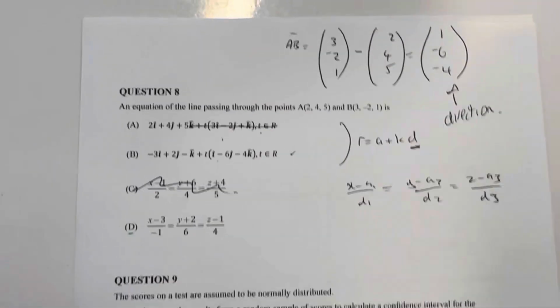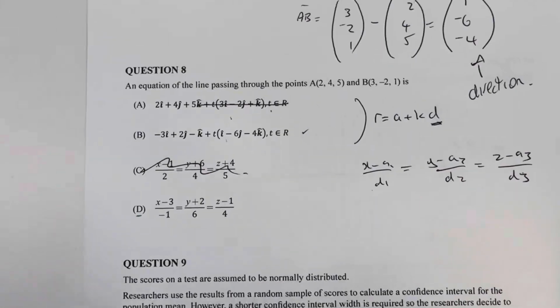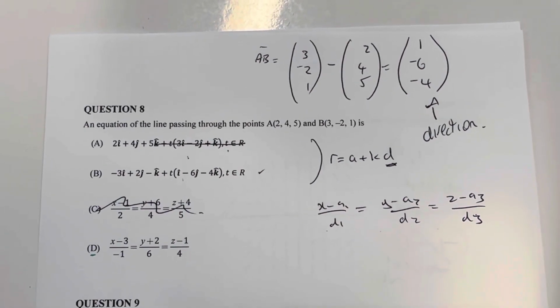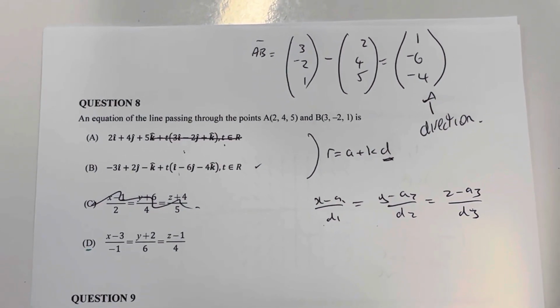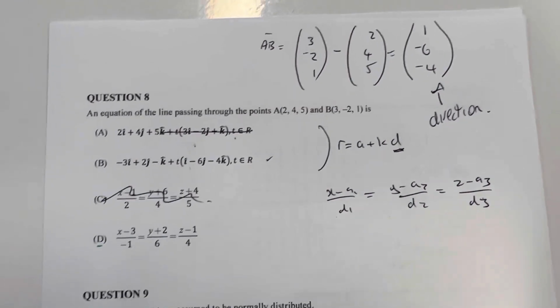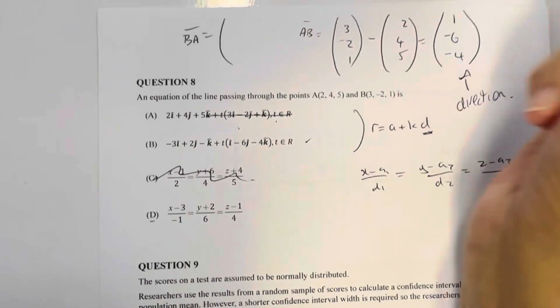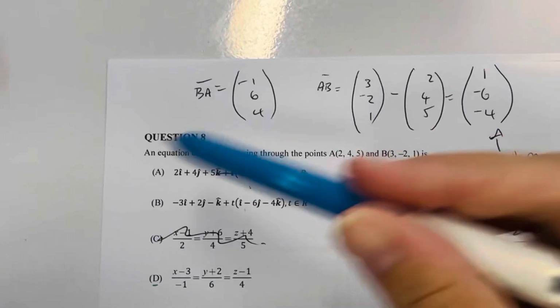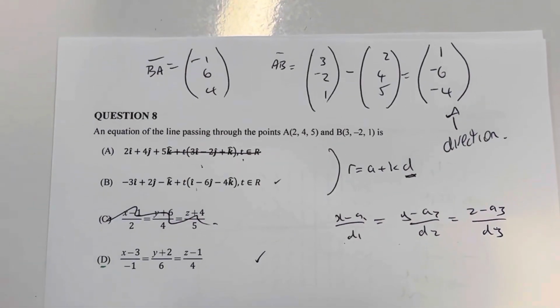So it's not going to be C. We know it's not going to be C. Could it be D? Well, potentially it could be D, couldn't it? Because even though we've got the direction as 1, negative 6, negative 4, we only are told that the line passes through the points A and B. We're not told the direction. So if the direction was B to A, it would be negative 1, 6, 4, depending on which way the line's going. So potentially it could be that one as well, because the direction could be either way.